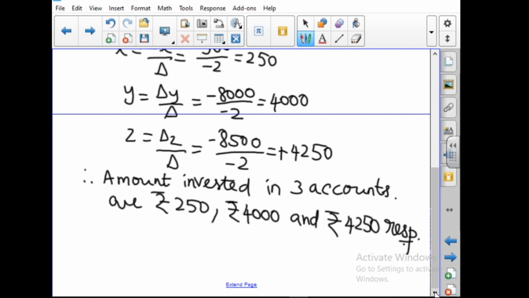Cramer's rule can be applicable only when delta is not equal to 0, and with Cramer's rule you can find the unique solution for x, y, z. Cramer's rule is applicable only when the number of unknowns is equal to the number of equations. So using Cramer's rule we can solve equations with an equal number of unknowns.